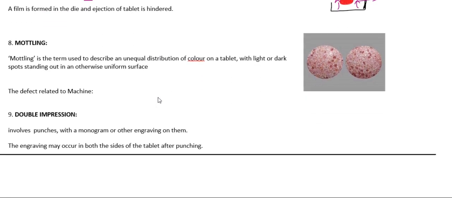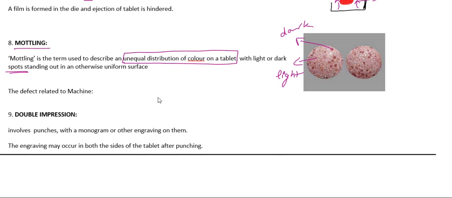Okay. Next, mottling. Mottling is the unequal distribution of color on the tablet surface. So if you observe here in this picture, you can see that some areas are dark and some areas are light. So you have alternate dark and light spots on the tablet surface. This is what is called mottling. So mottling means unequal distribution of color, especially with the formation of alternate light and dark spots on the surface of the tablet.